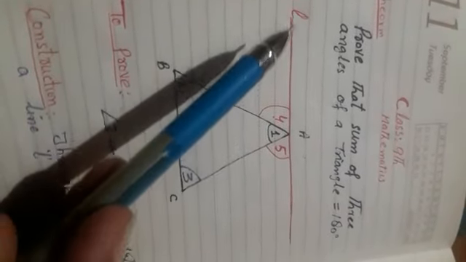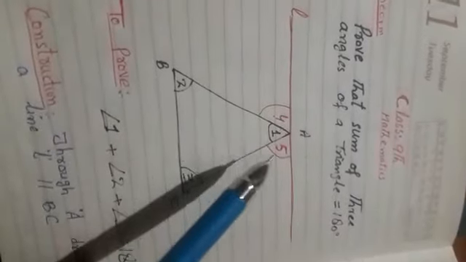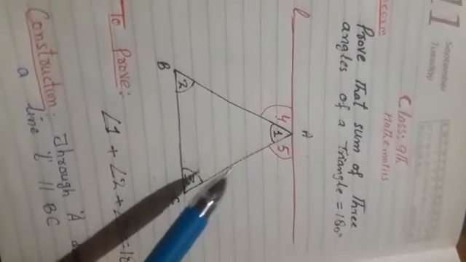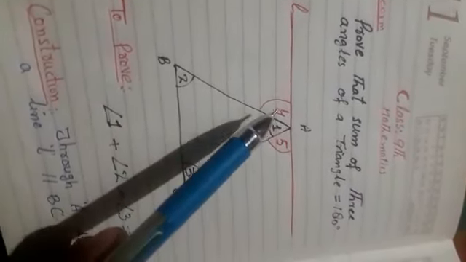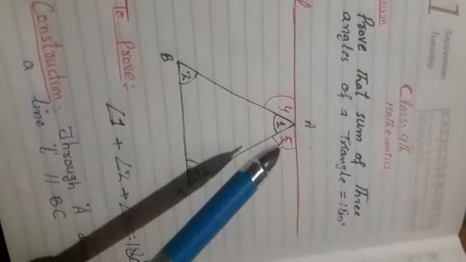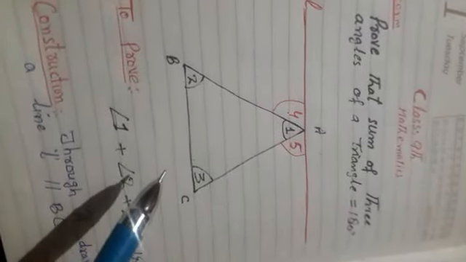Similarly, again with L, now I am going to take the transversal AC. If angle 4 is equal to angle 2, similarly angle 5 is equal to angle 3. So angle 4 is equal to angle 2 because they form alternate angles. Similarly, angle 5 will be equal to angle 3.